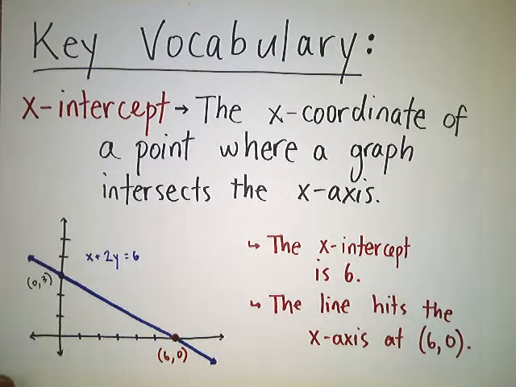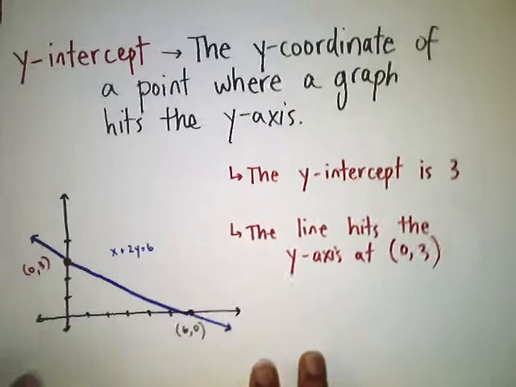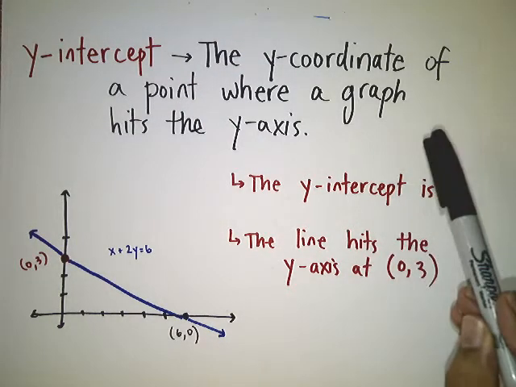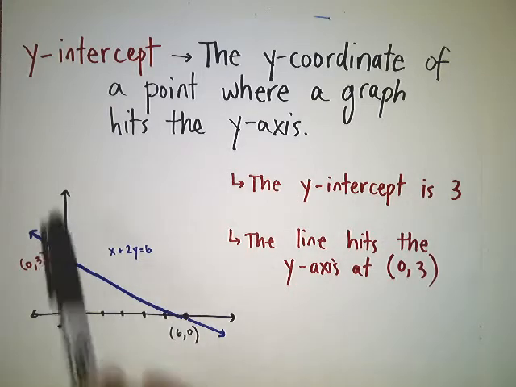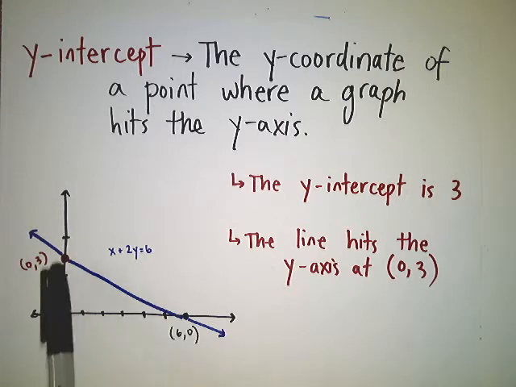All right, the second keyword you got to know for today, we did x-intercept. The second keyword you got to know is the y-intercept. It's the same idea. The y-intercept is just the y-coordinate of a point where a graph hits the y-axis. So you can see right here, it's actually the same graph, but this time we're thinking about where this line hits the y-axis, the vertical axis.